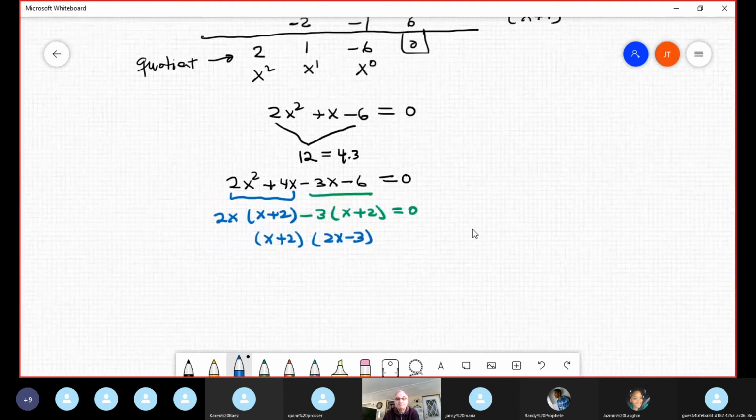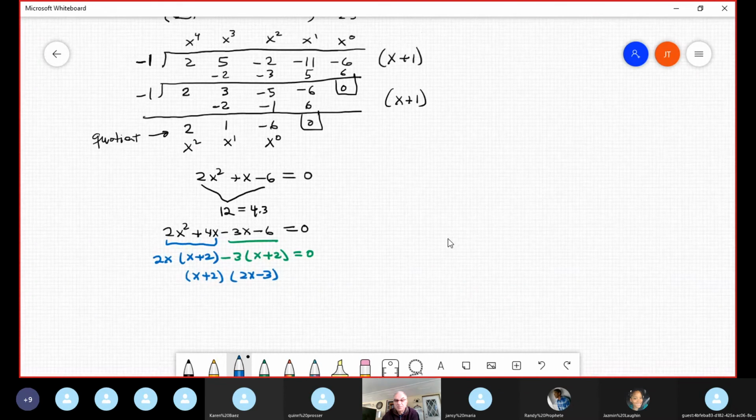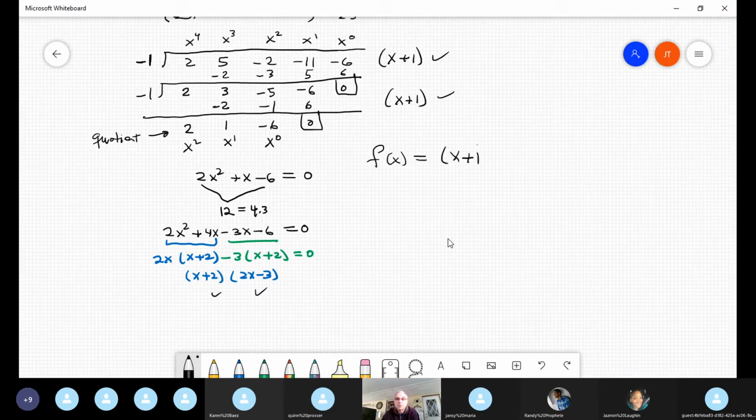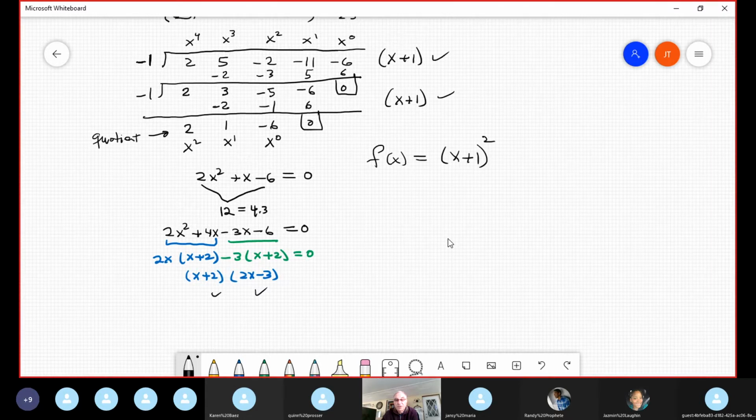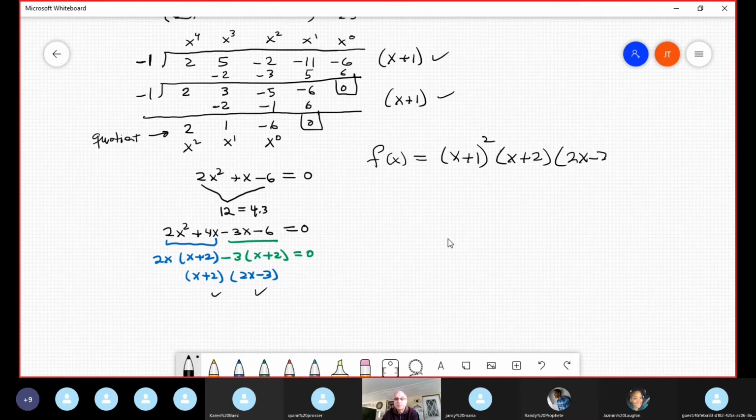Well, the final answer is then, I discovered that our polynomial f of x contains 1, 2, 3, and 4 factors. We have repetition here: x plus 1 squared. You can write it like that, or either way, x plus 1 times x plus 1 is the same. Times x plus 2 and 2x minus 3. This is the factorization.